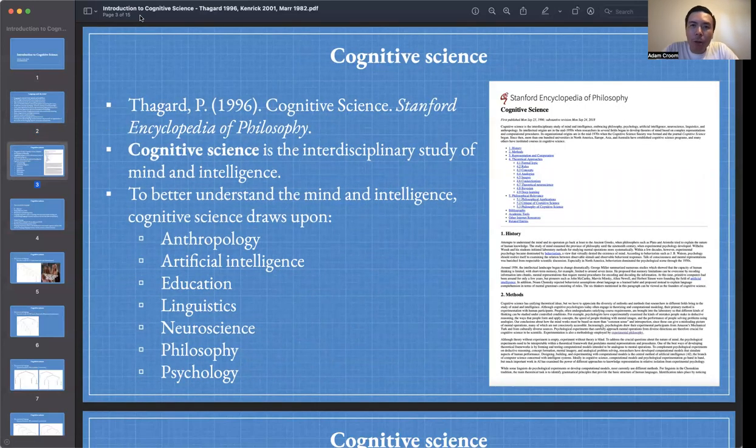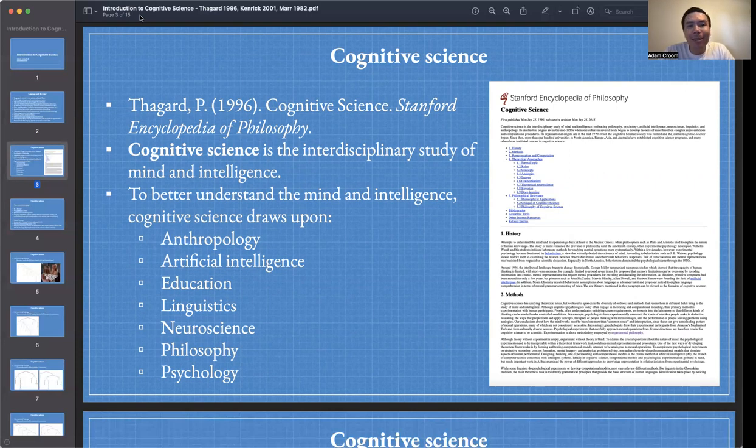We read a few articles for today. One of the articles for today is this entry in the Stanford Encyclopedia of Philosophy on cognitive science. This is published by Fagard, 1996. The most important things I wanted us to take away from this first article is just getting an understanding of what cognitive science is, as well as some of the historical foundations.